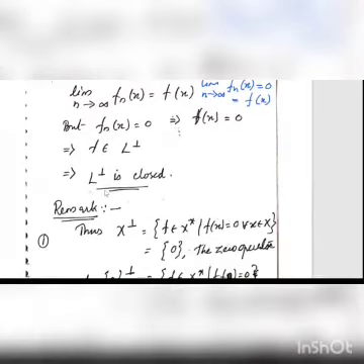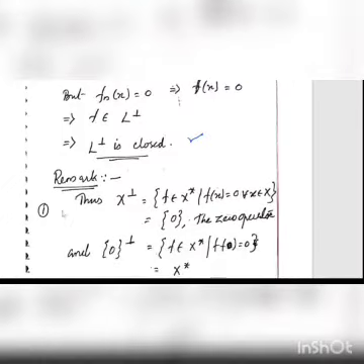So which implies your annihilator set is closed. So we have proved that your annihilator is a closed subspace. Now here are three remarks.